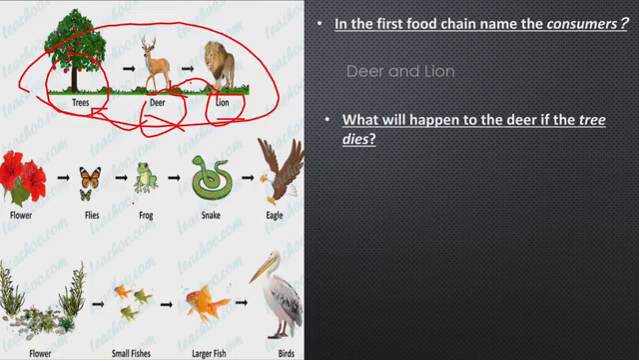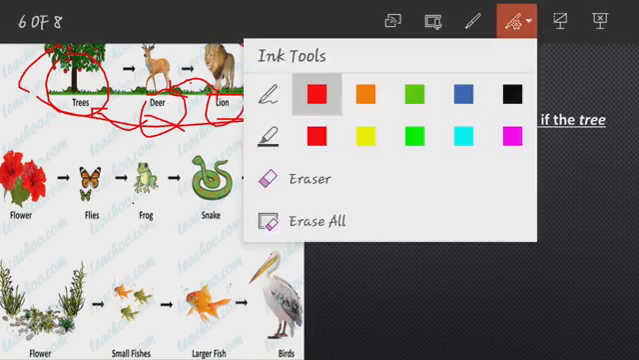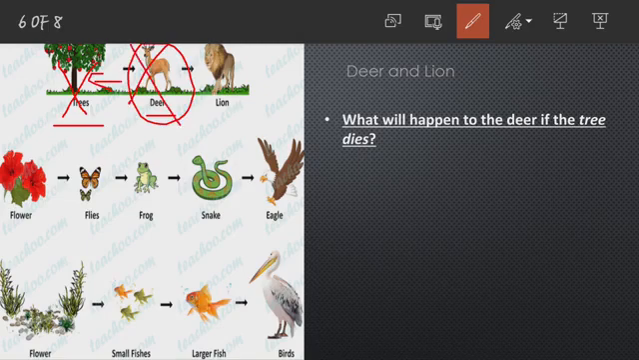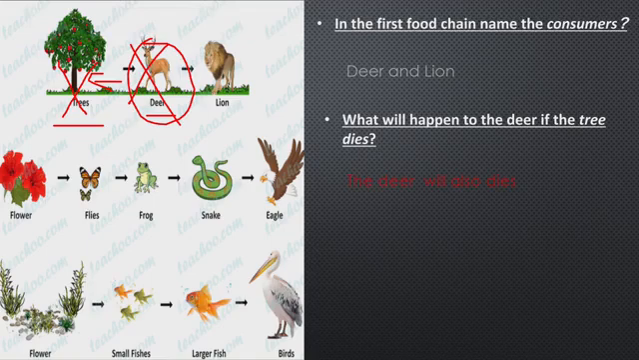Number 2. What will happen to the deer if the trees die? This is the deer, and this is the tree. What will happen to the deer if the tree dies? Can the deer eat anymore? No. So the deer has no food anymore. What will happen to it? It will also die. So the deer will also die if the tree dies.